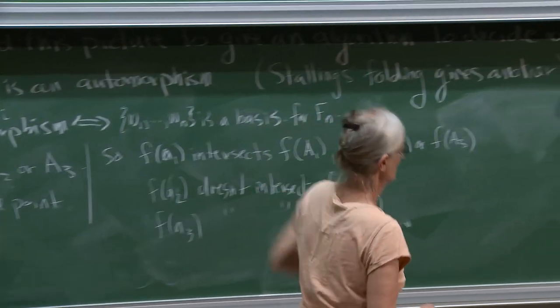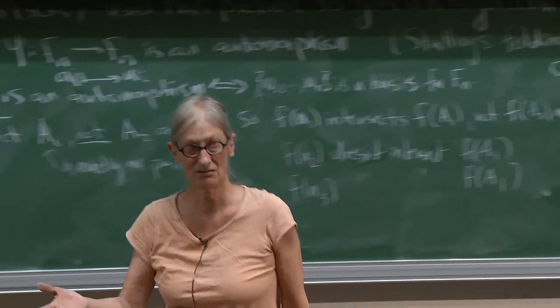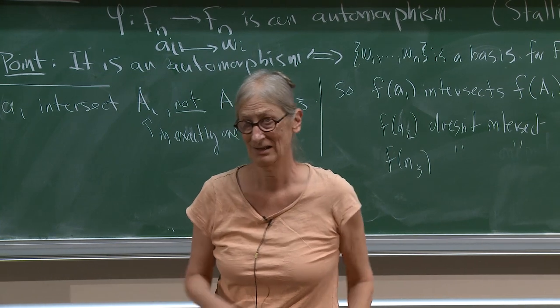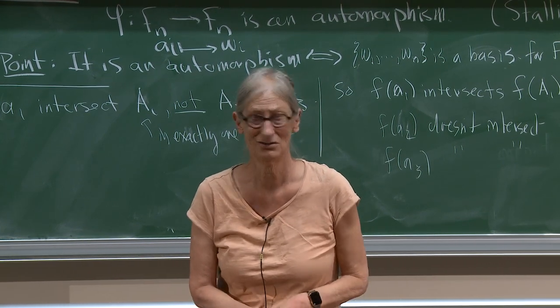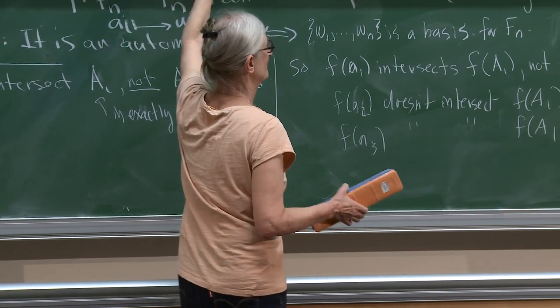To decide whether something's a basis? Well, first you take a set of words, you draw the star graph. If there's no cut vertex, then you don't have a basis. That's easy. But what if there is a cut vertex? What do you do? So let me tell you how to do the rest of the algorithm.